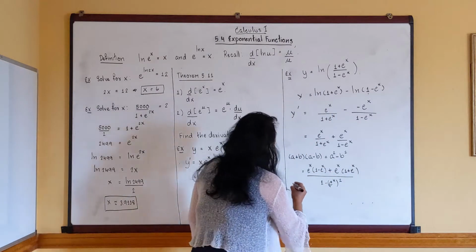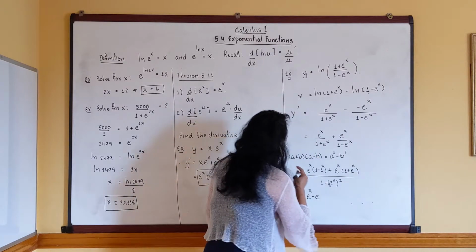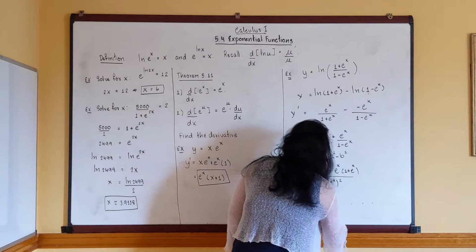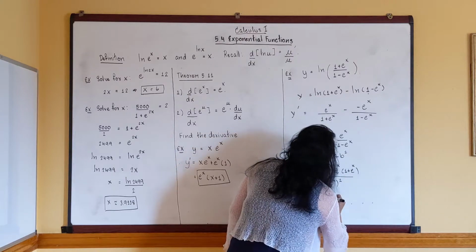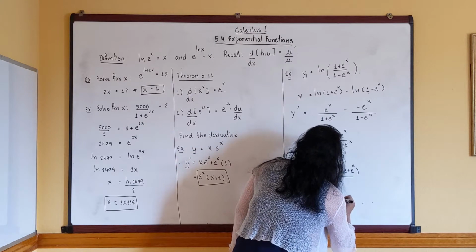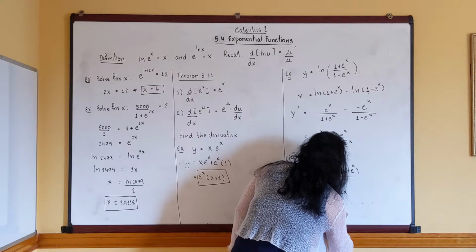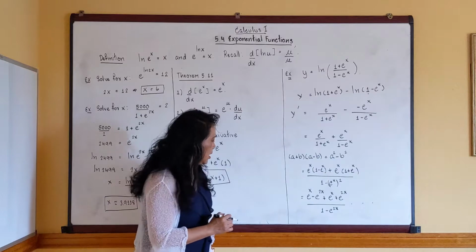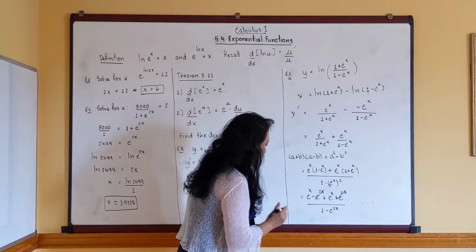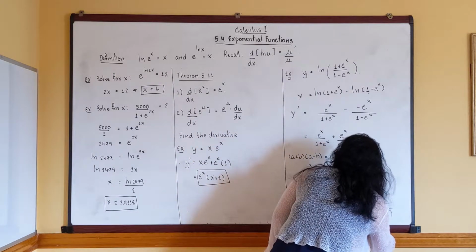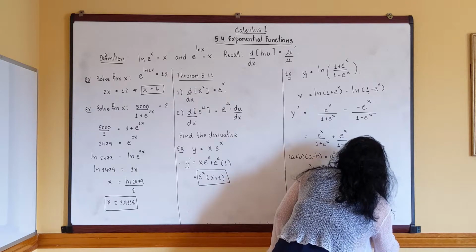Alright, so I'm going to distribute. So I'm going to have e to the x minus e to the x times e to the x is e to the 2x, plus e to the x plus e to the 2x. On the bottom, I'm going to have 1 minus e to the 2x. Alright, so I'm going to reduce. This can be reduced. These two terms add to each other. I'm going to have 2e to the x over 1 minus e to the 2x.